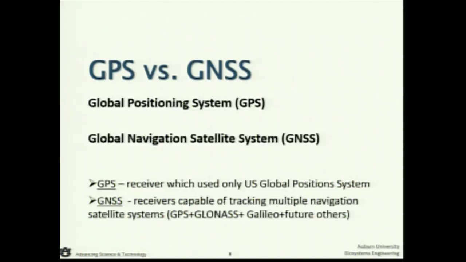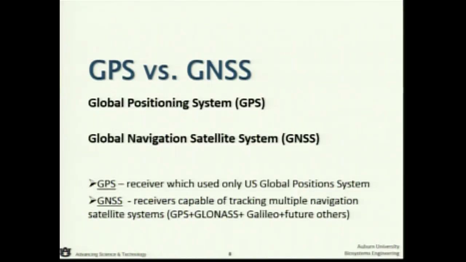Today, we have primarily the Russian system, which is very similar, not equivalent, but similar, called GLONASS. The Europeans continue to try and develop their own. We also have India and China trying to develop very similar type systems. But the concept here is GNSS, Global Navigation Satellite System.